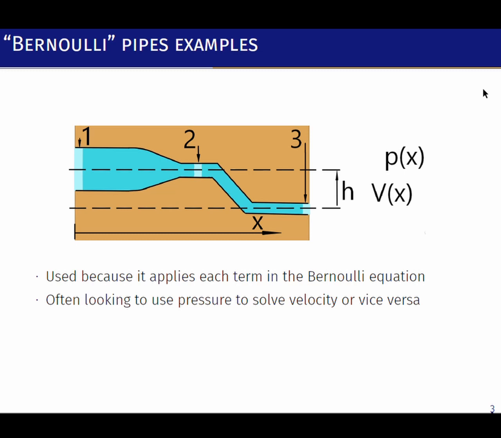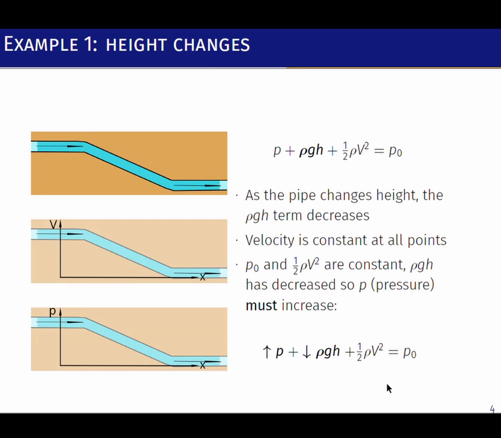So what I want to cover here is the evolution of the velocity and the pressure as you go through these Bernoulli pipes. In Bernoulli pipes, you'll see two types of transitions: a change of height, or a change of cross-sectional area of the pipe. So either the pipe is getting wider or narrower. The first transition that we're going to look at is the height change.